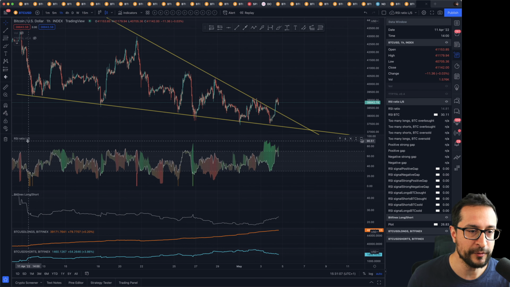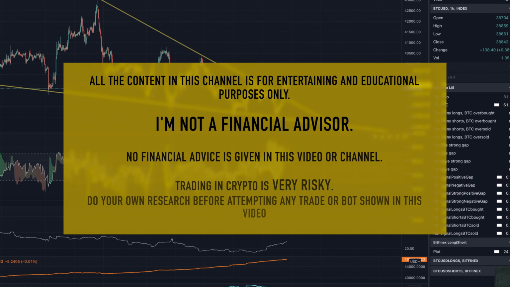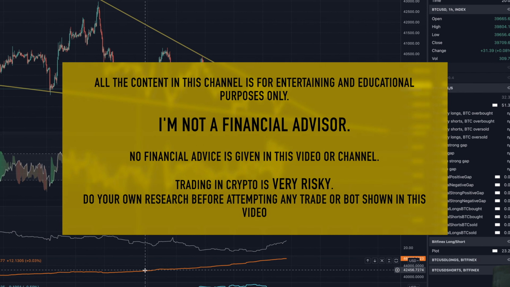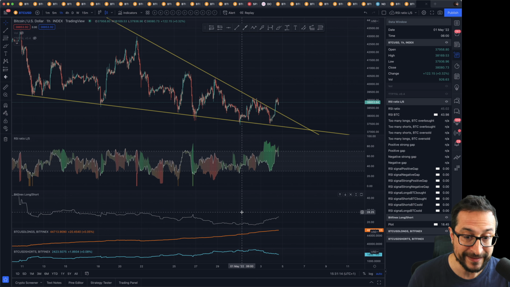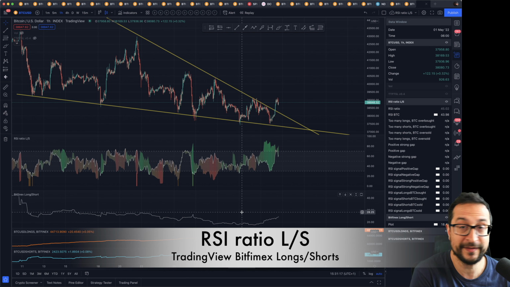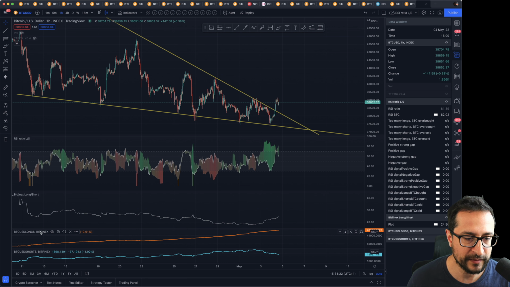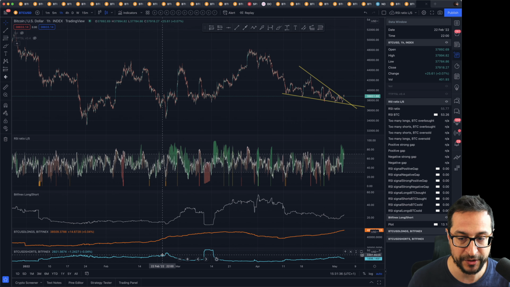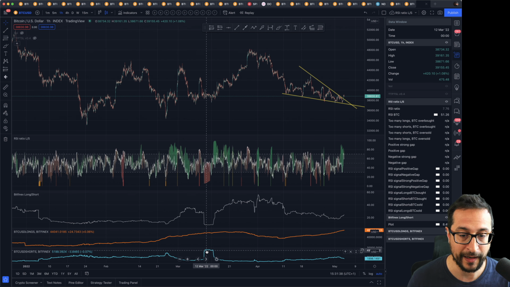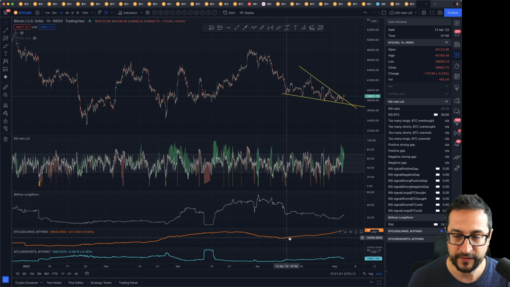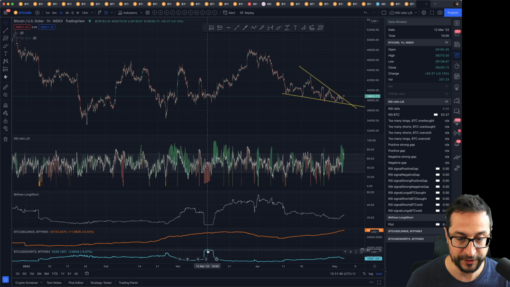Before I explain to you how the RSI ratio long and short works, I'm going to explain to you how I am looking at this data, how I came up with this idea. On TradingView, we have access to Bitfinex longs and shorts. They give you quantitative information on how many longs are currently placed in the market. You can see how the longs are growing, how they are coming down, and how the shorts are taking over at certain periods in the market.